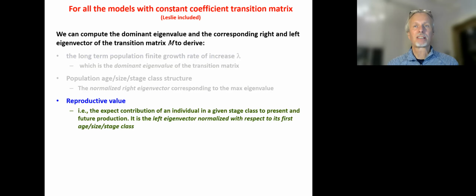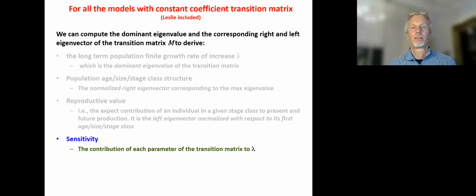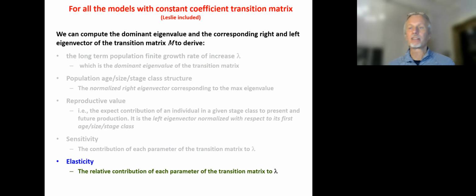We can also compute the reproductive value, that is the expected contribution of individuals in a given stage class to present and future production. It is the left eigenvector normalized with respect to its first stage or age class. And then we can compute the sensitivity, the contribution of each parameter of the transition matrix to lambda, and the elasticity, that is the relative contribution of each parameter of the transition matrix to lambda. This is very important because we can understand how every single parameter, and even errors in the estimation of single parameters, might propagate into the estimation of the finite growth rate of the population.